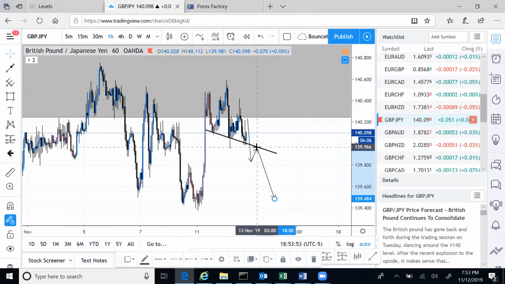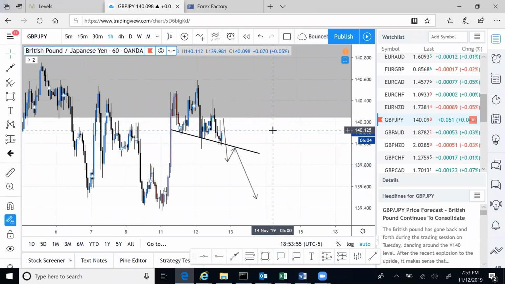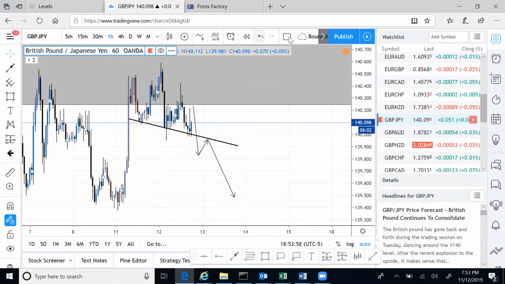So don't enter the trade now. Wait until it breaks. Good. So let me stop sharing my screen.